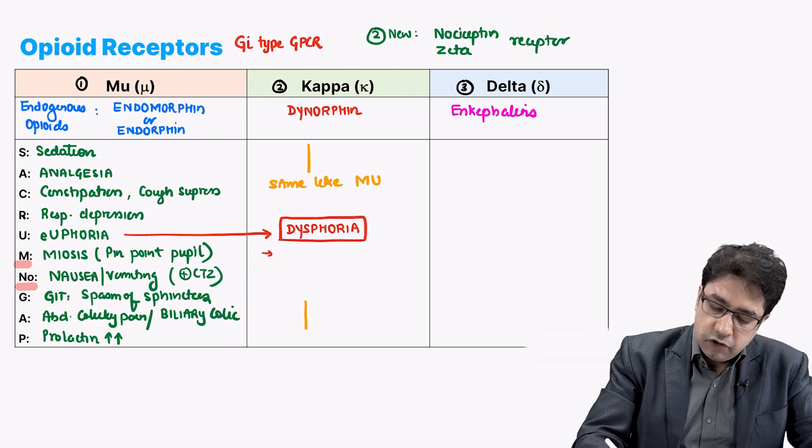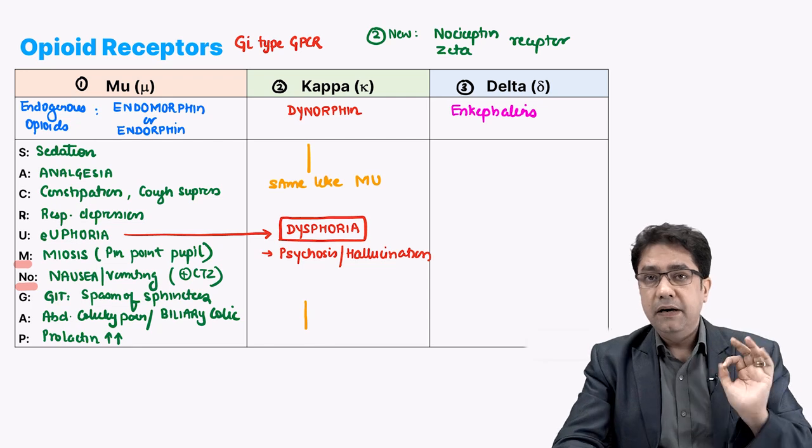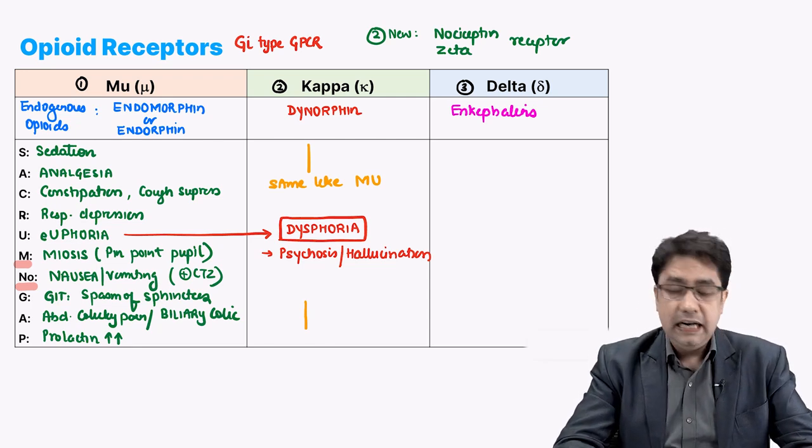Now, what do you mean by dysphoria? Dysphoria means they can lead to psychosis, which is also known as hallucination. So, which receptor produces psychosis or hallucination? That is kappa receptor. Now, what about delta receptor?